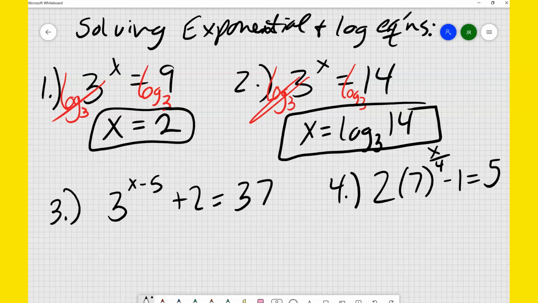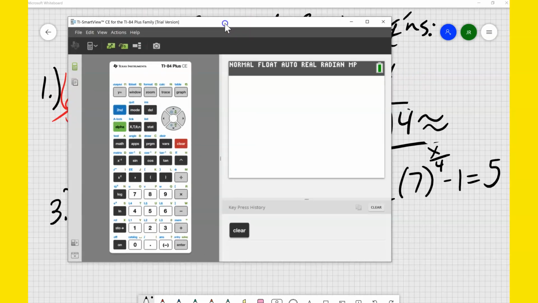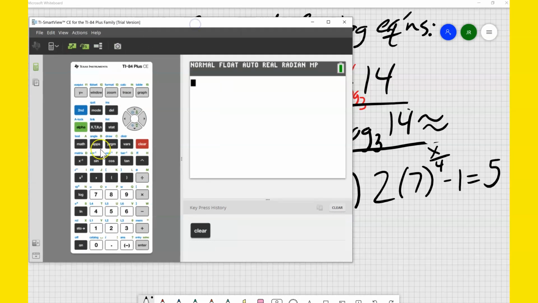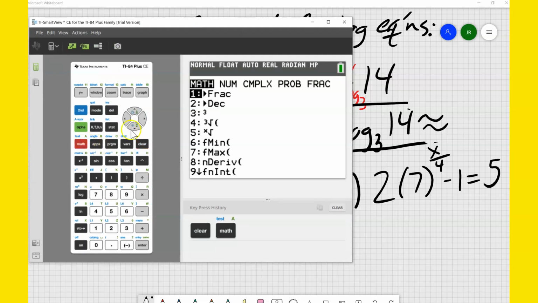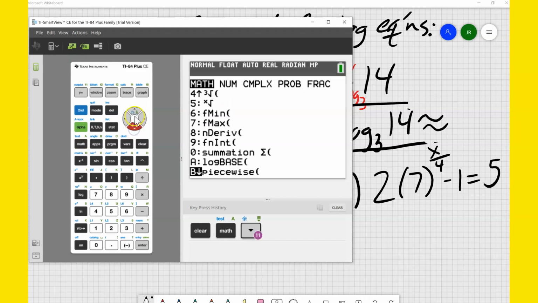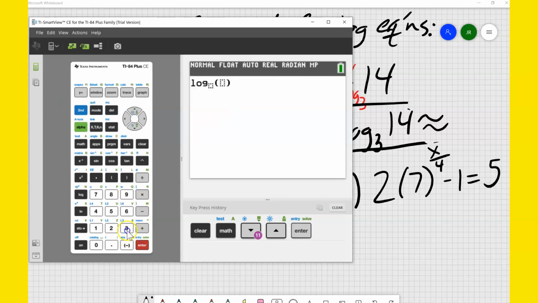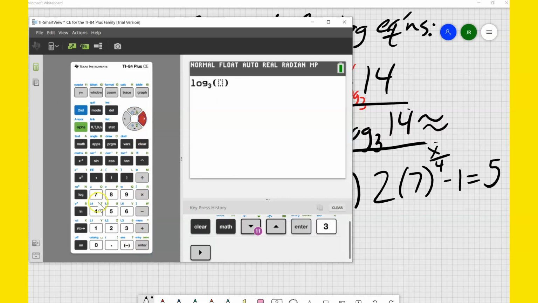But maybe you might want to sometimes be able to get the decimal approximation of that answer. And so if you want to get the decimal approximation, you're going to have to use your calculator and type it in. So if we want to do log base 3 of 14 in our calculator, we will go to Math and then click all the way down on the Math menu to log base. And when you do log base, it lets you put in a base, which is 3. It lets you put in a logarithm, which is 14.